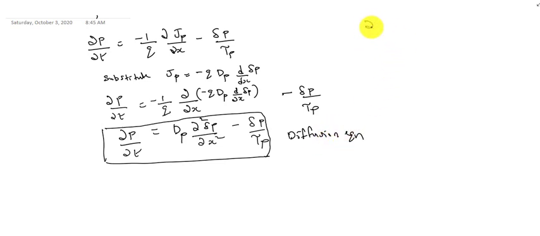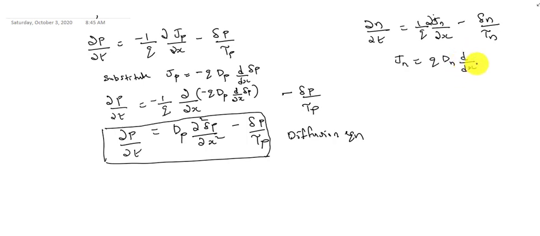Similarly, ∂n/∂t is equal to 1/q ∂Jn/∂x minus δn/τn. Substituting for Jn is equal to q Dn d/dx of δn. This is the diffusion current density equation for electrons. Diffusion current density equation for electrons.